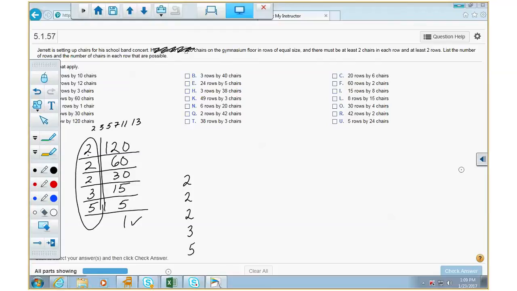All right, Jared is setting up chairs. We don't need that. Gymnasium floor, rows of equal size. There must be at least 2 chairs and at least 2 rows. Well, that's evident because you've got 120 people. At least 2 rows, that's because how are you going to get 120 people in a row and a half? And so that's a given. So it says list the number of rows and the number of chairs in each row that are possible.